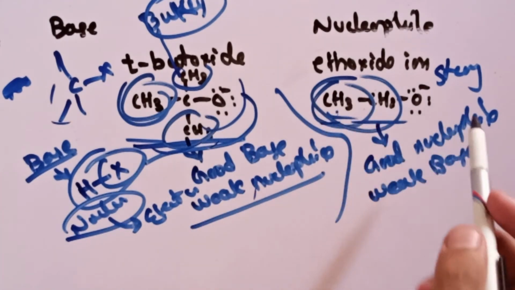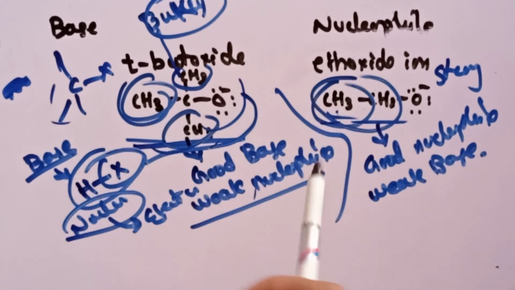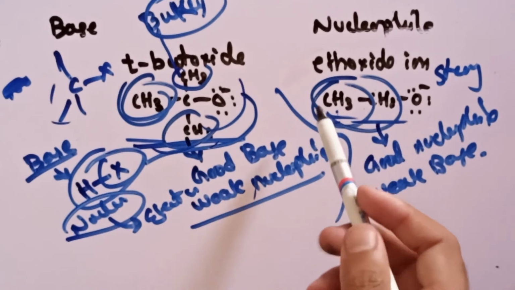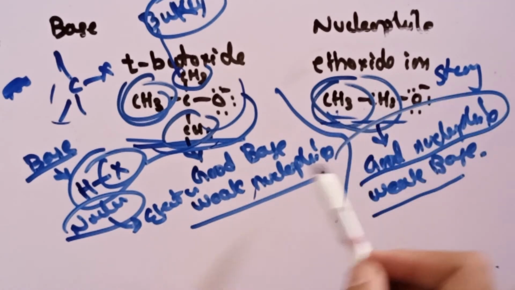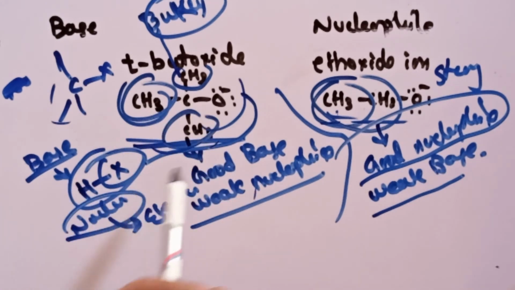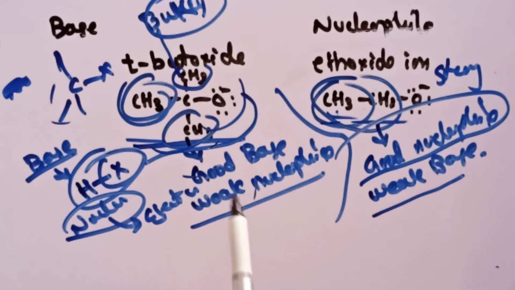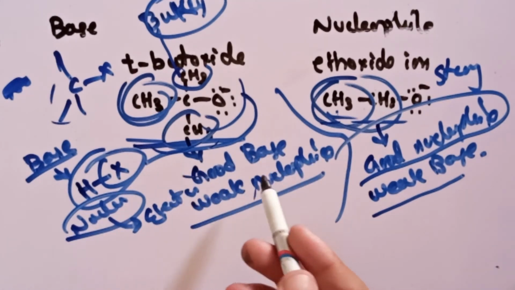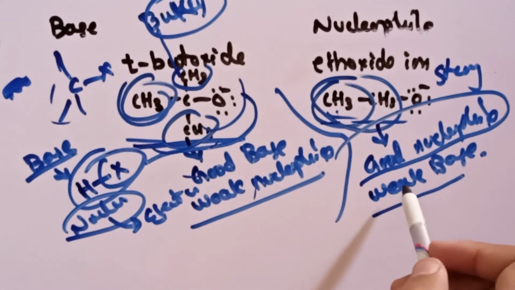That's why the ethoxide ion will act as a good nucleophile compared to the tertiary butoxide ion. You can say that ethoxide ion is a weak base but a good nucleophile, while tertiary butoxide ion is a good base but a weak nucleophile. So this means it is not necessary that a strong nucleophile must be a good base.